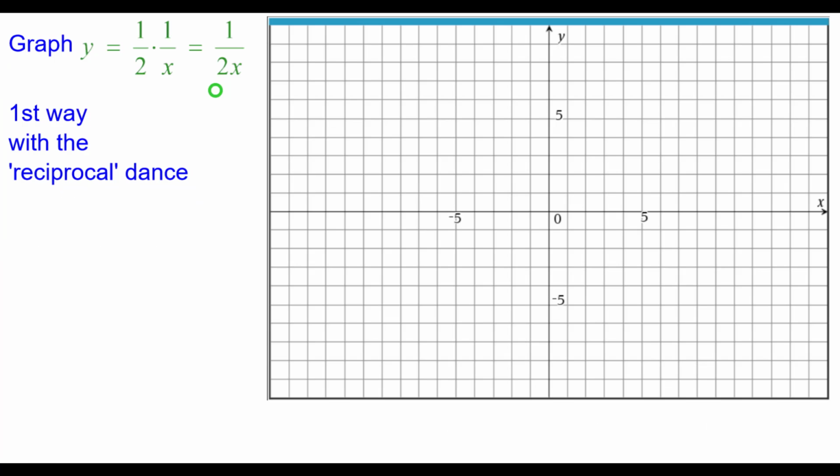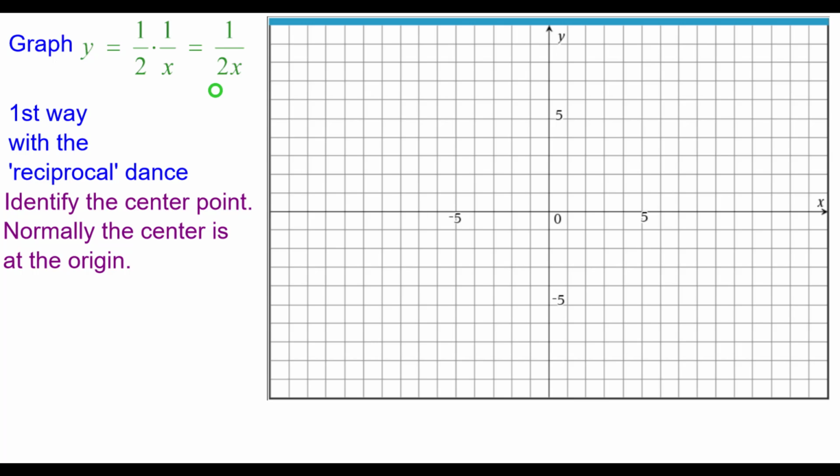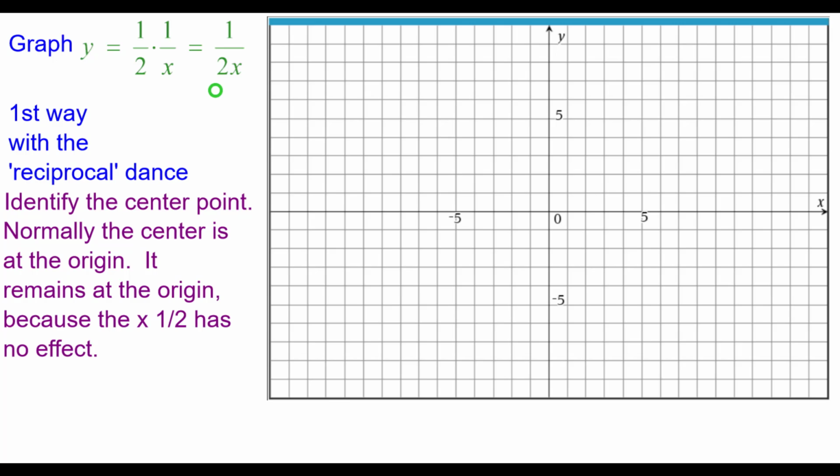The first way is with the reciprocal dance. We need to identify the center point, and normally the center is at the origin. It will remain at the origin because the times 1/2, that coefficient there, has no effect on the center. So we'll plot center at 0, 0.